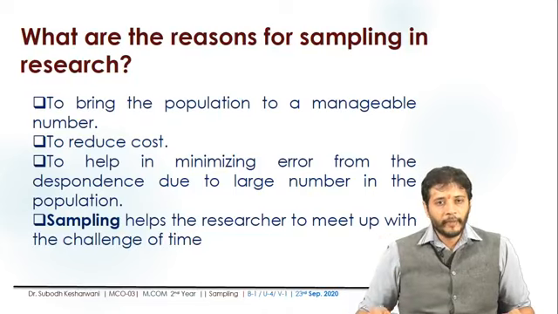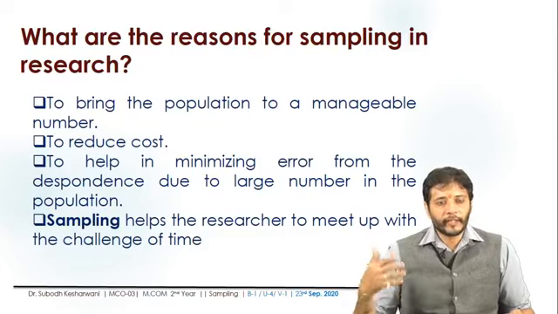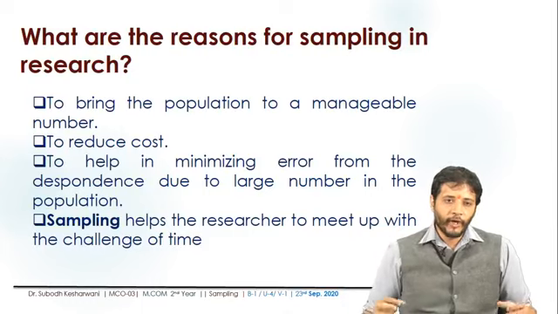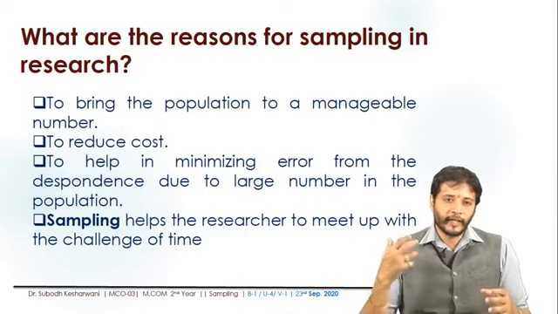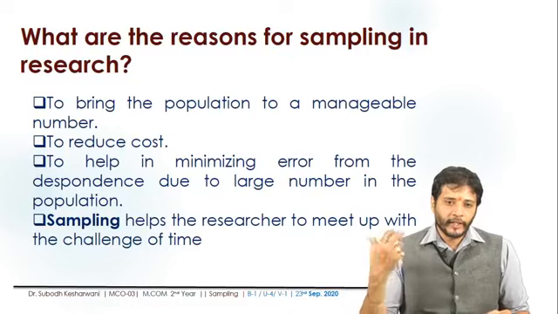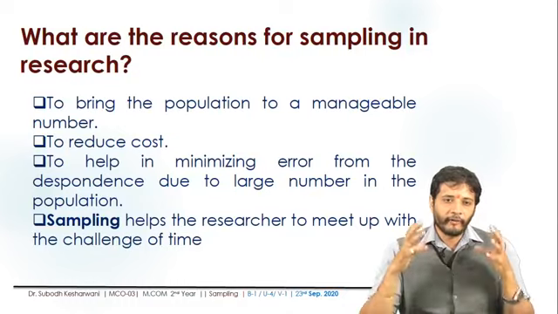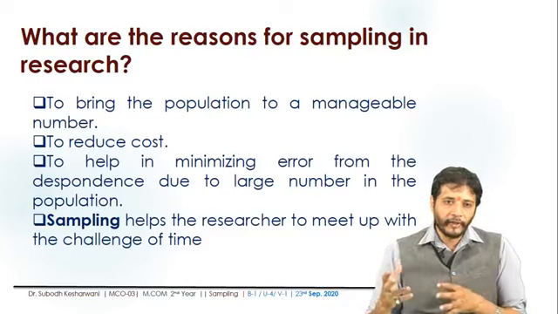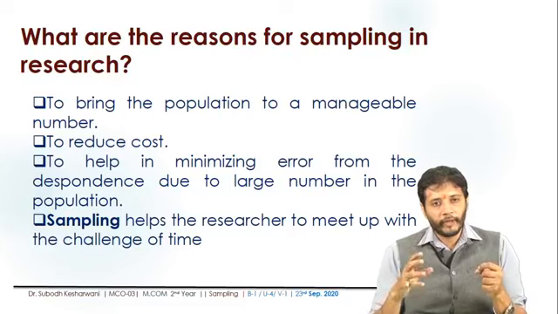So to help in minimizing errors from the respondents due to the large number in the population, sampling helps the researchers to meet the challenge of time. That is very true, because when you do the sampling, you get varieties of results from varieties of places. So now you just have to accumulate, and when various researchers and various respondents reciprocate and you start accumulating, you have a different thought in your mind, and that thought somewhat overlaps, somewhat deviates, or somewhat intermingles, but whatever the end result comes, it's quite mind-boggling.